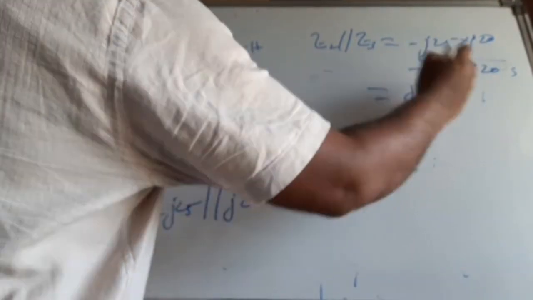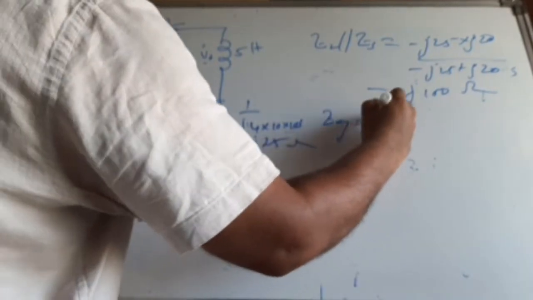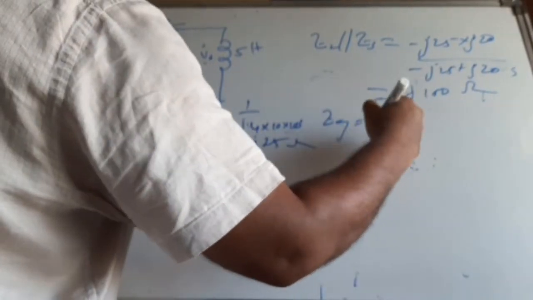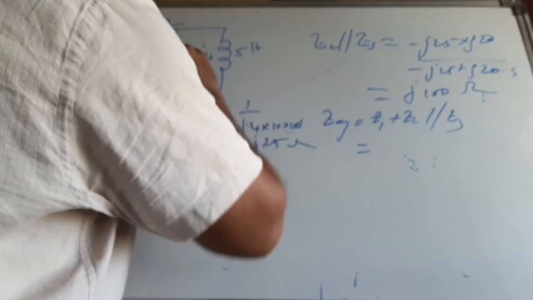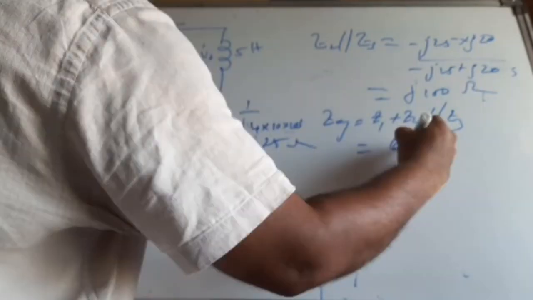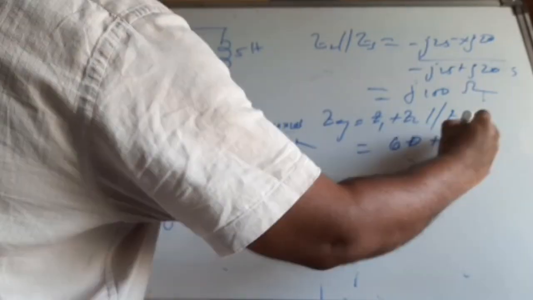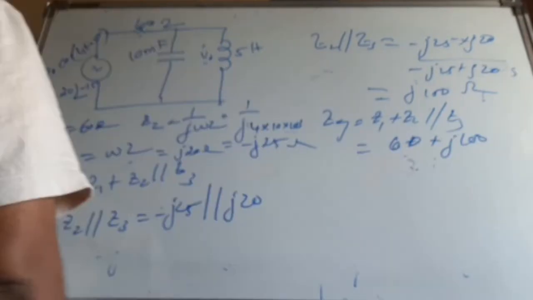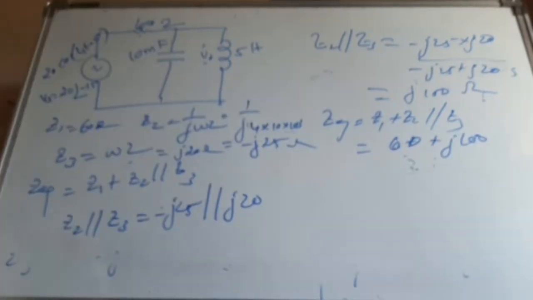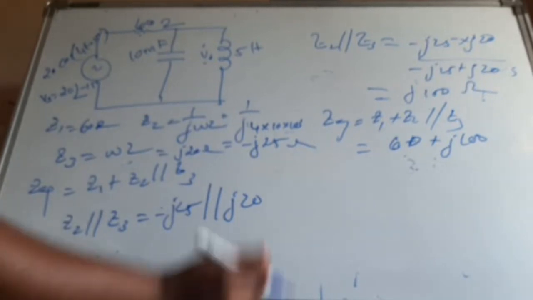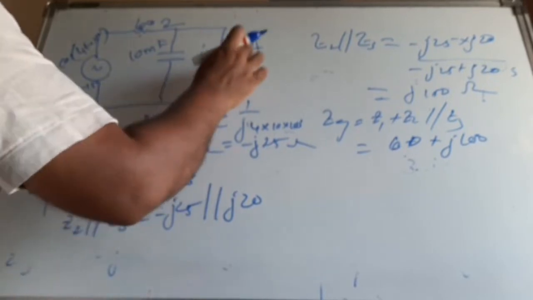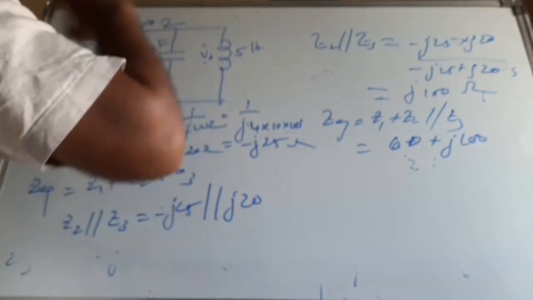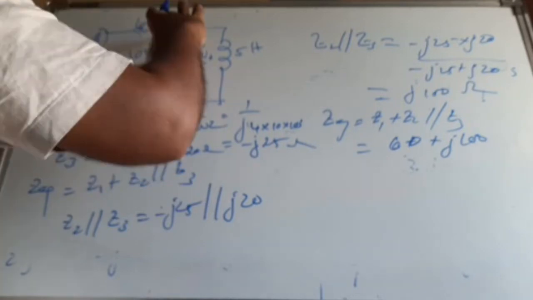So Z equivalent is equal to Z1 plus Z2 parallel Z3, which is 60 plus j100. That is the answer. Now, in order to find the potential across the 5 ohm, 5 henry branch, this potential is equal to this.